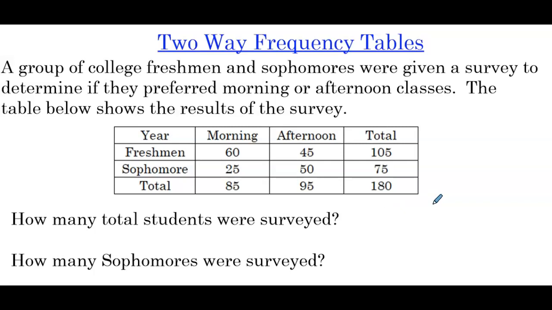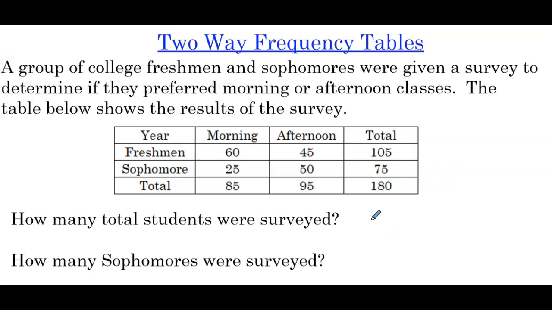So the reason this is categorical data is each student had to answer two questions. Were they a freshman or a sophomore? And then did they prefer morning or afternoon classes? And then all of that data was tallied to create the numbers that we see here in the two-way frequency table. Now, once we have a two-way frequency table, we're asked questions based off of the table.